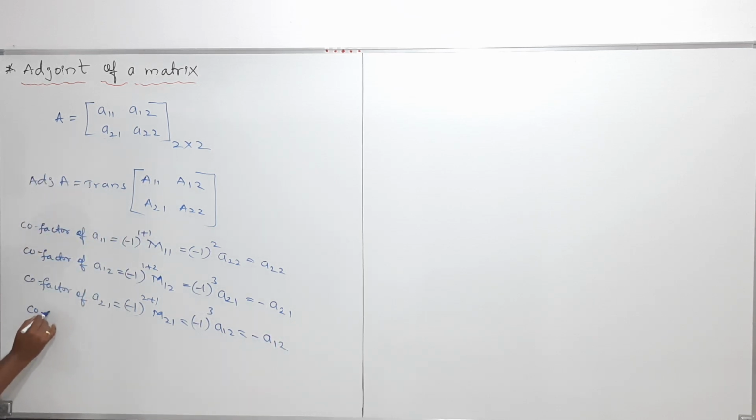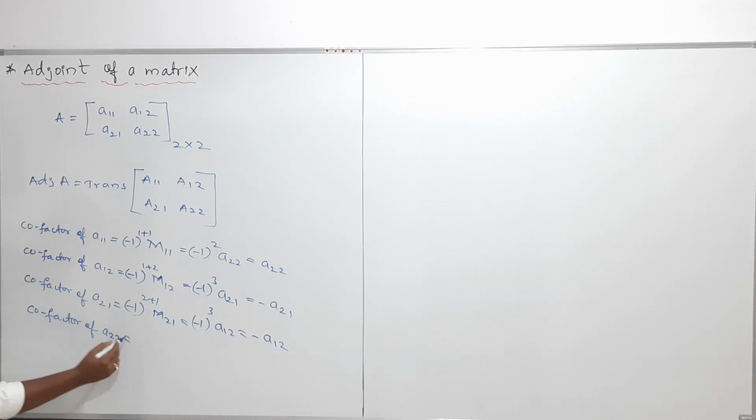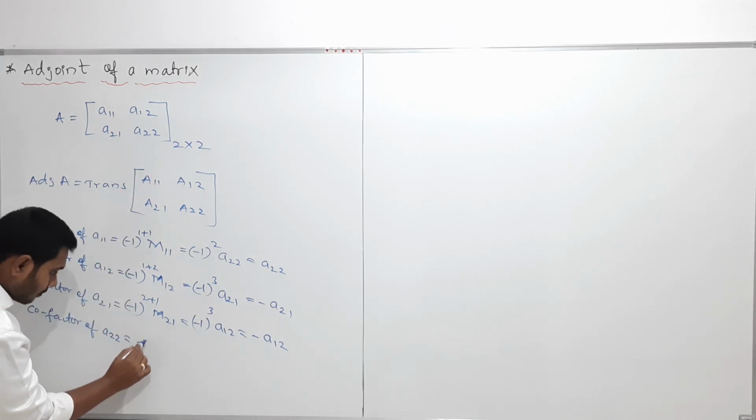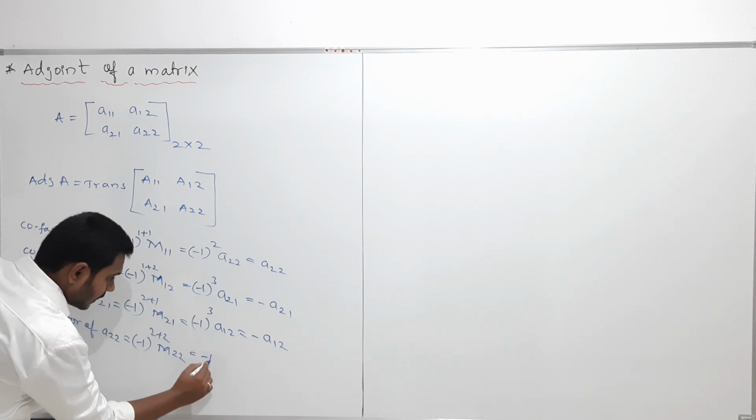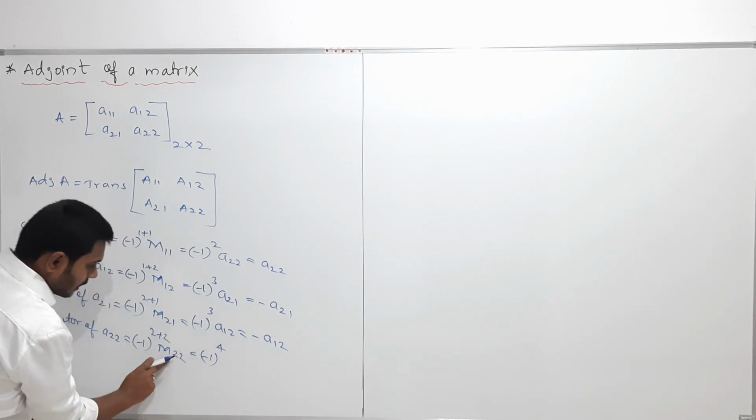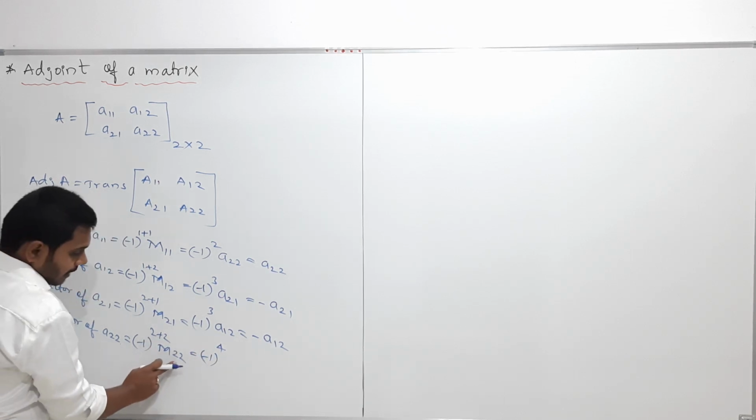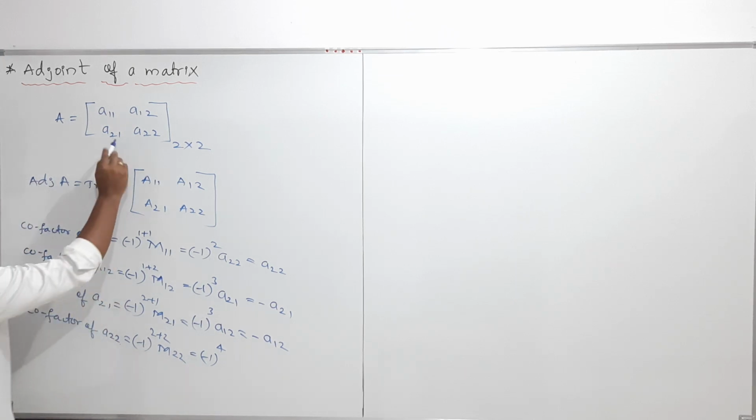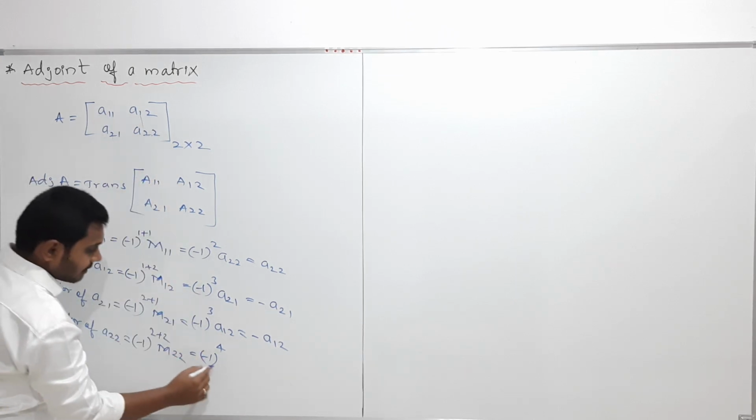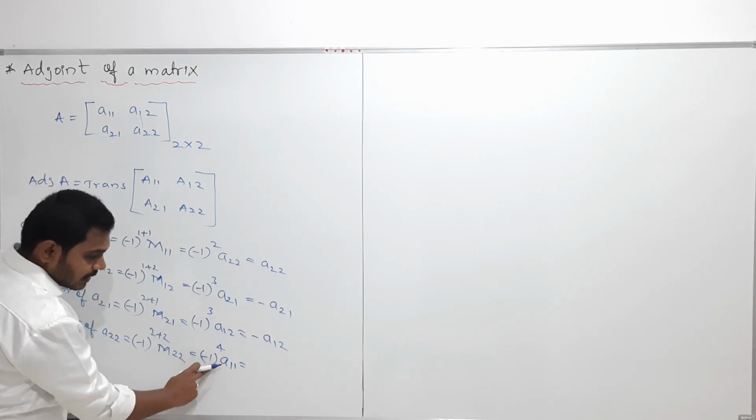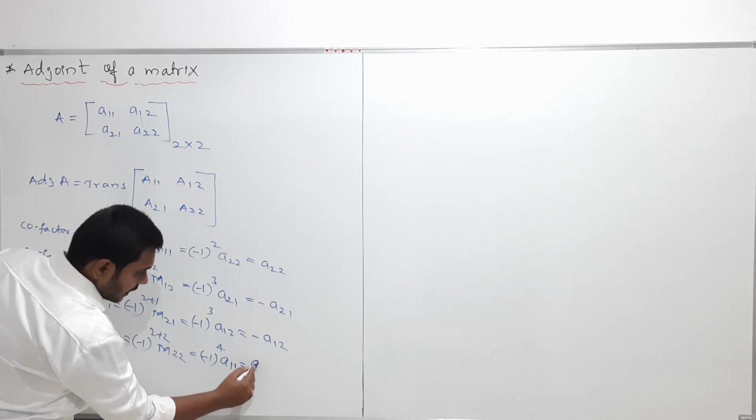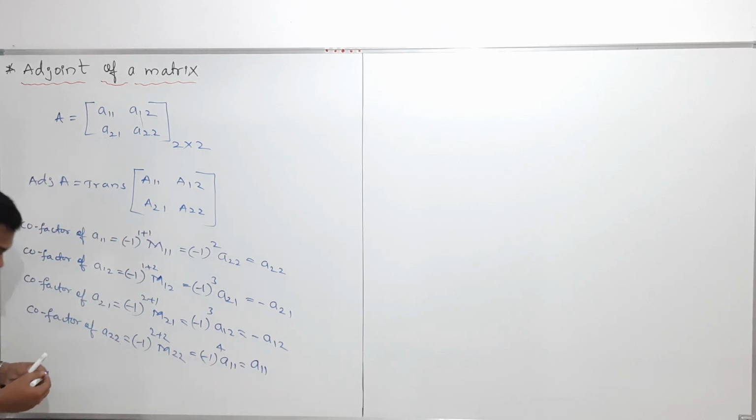And next similarly I can find out cofactor of A22. So cofactor of A22 is equal to (-1)^(2+2) into M22, and (-1)^(2+2) is (-1)^4. M22 is nothing but the minor of A22. So leave this row and this column. What is the element remaining here? It is A11. So (-1)^4 value is plus 1, so plus 1 into A11 is A11.